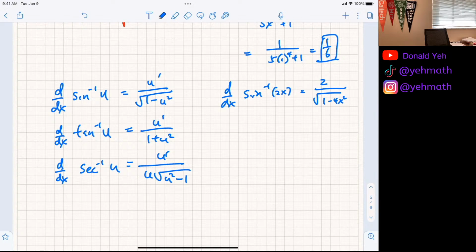Students, 1 minute remaining until class.